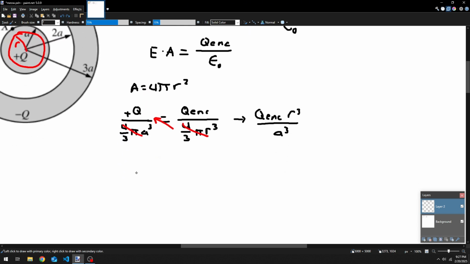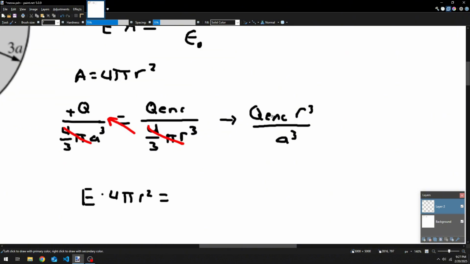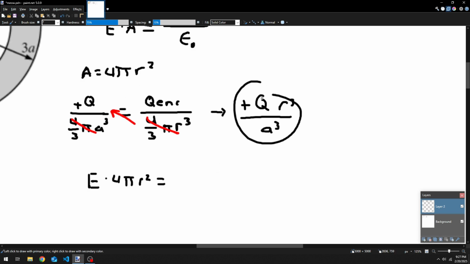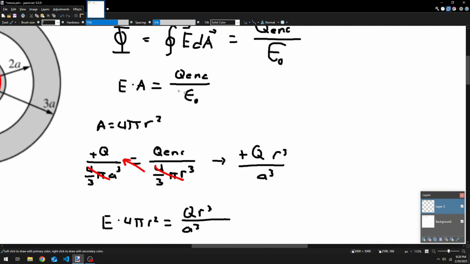So E times A, which is up here, 4 pi r squared, equals, this is wrong, I meant to put plus q because this q enclosed equals that. And then we plug in q enclosed, which is this, so q r cubed over a cubed. But then remember we have the epsilon naught.